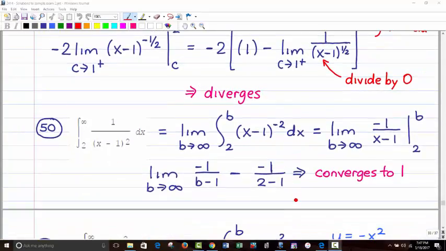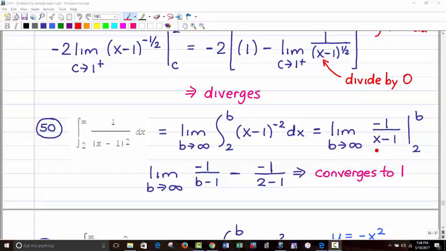Number 50. Okay, you see the problem right here. So we write it as a limit, the infinity limit, so put the b in there for the infinity. Pretty easy integral, u substitution. But the u is just x minus 1, no adjustment for the u here. And pretty easy power rule.